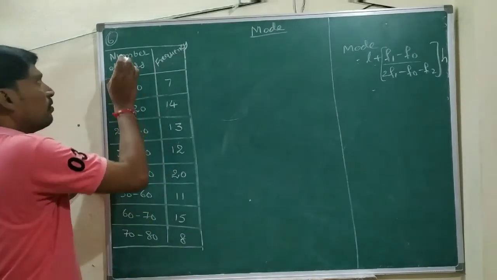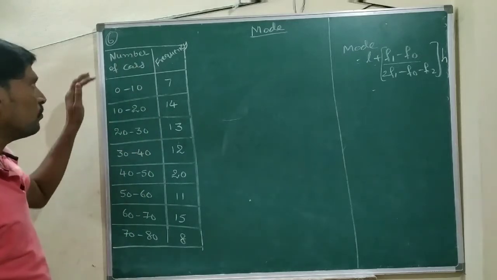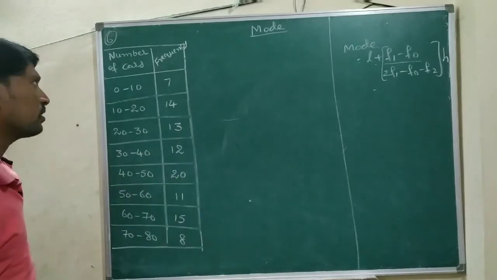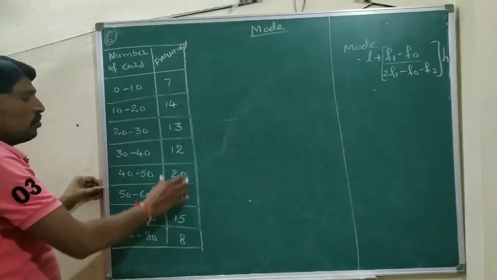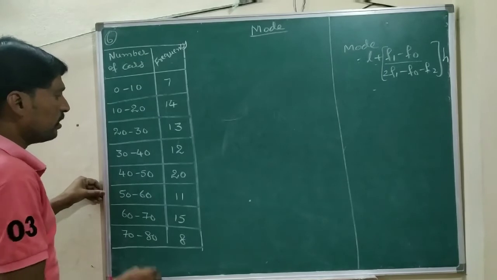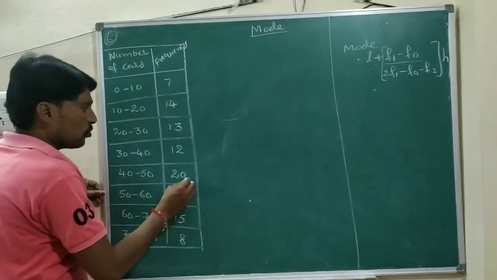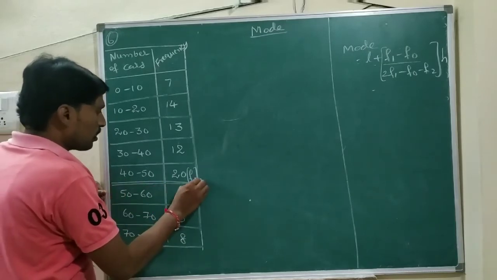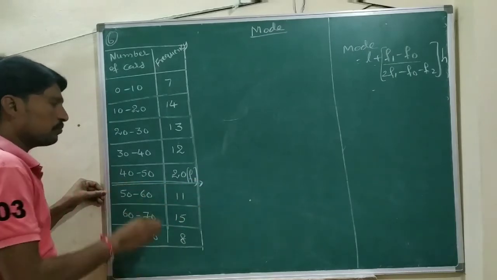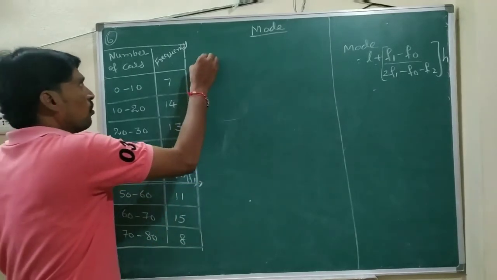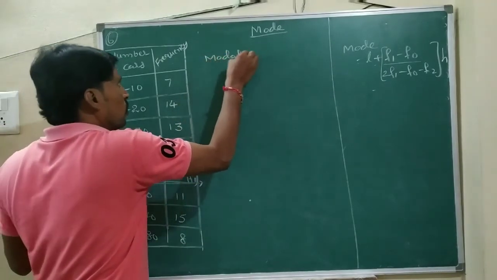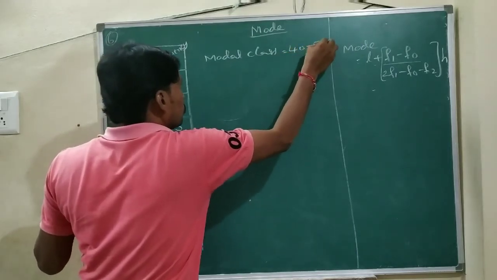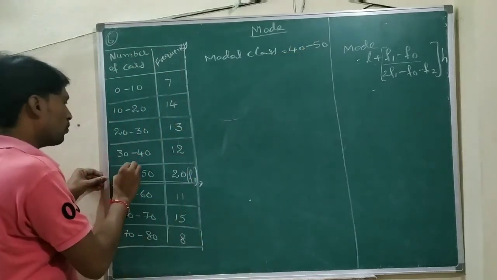Now the number of cars we are taking as class intervals, and the frequency as usual. In the frequency, what is the maximum frequency? The highest frequency is 20, so we take that as F1. Underline this column: 40 to 50 is the modal class. So the modal class equals 40 to 50.